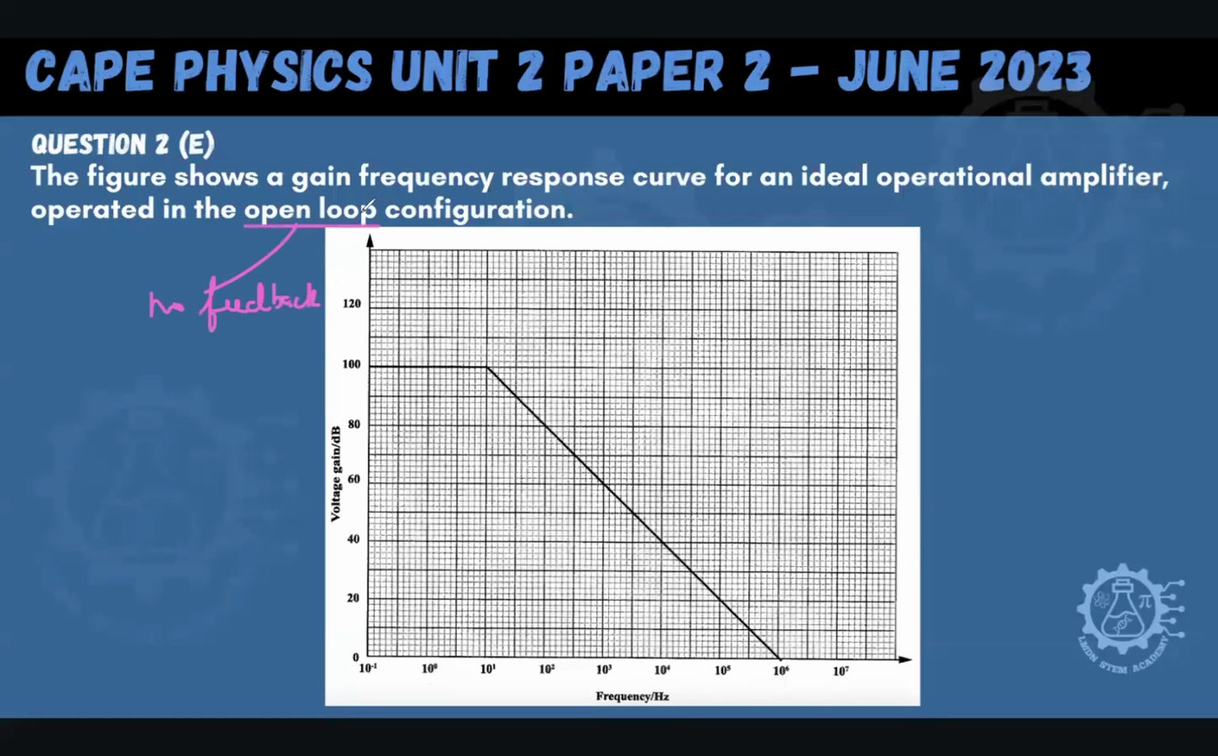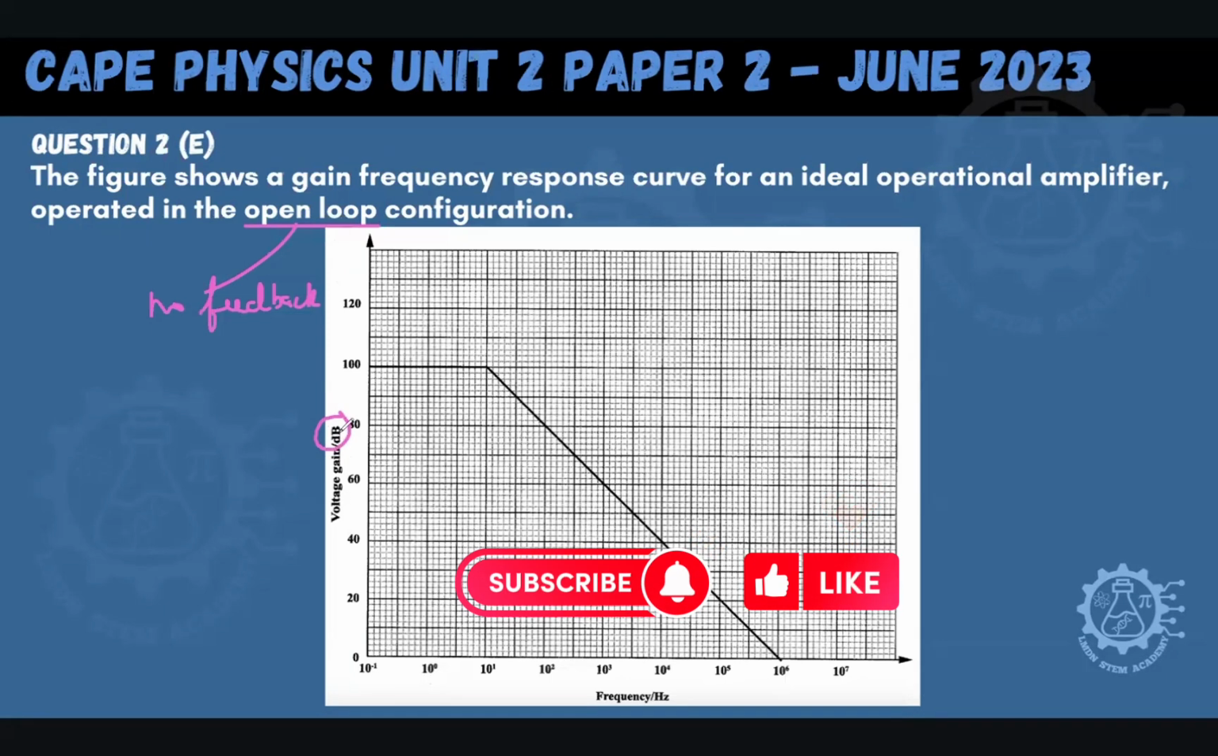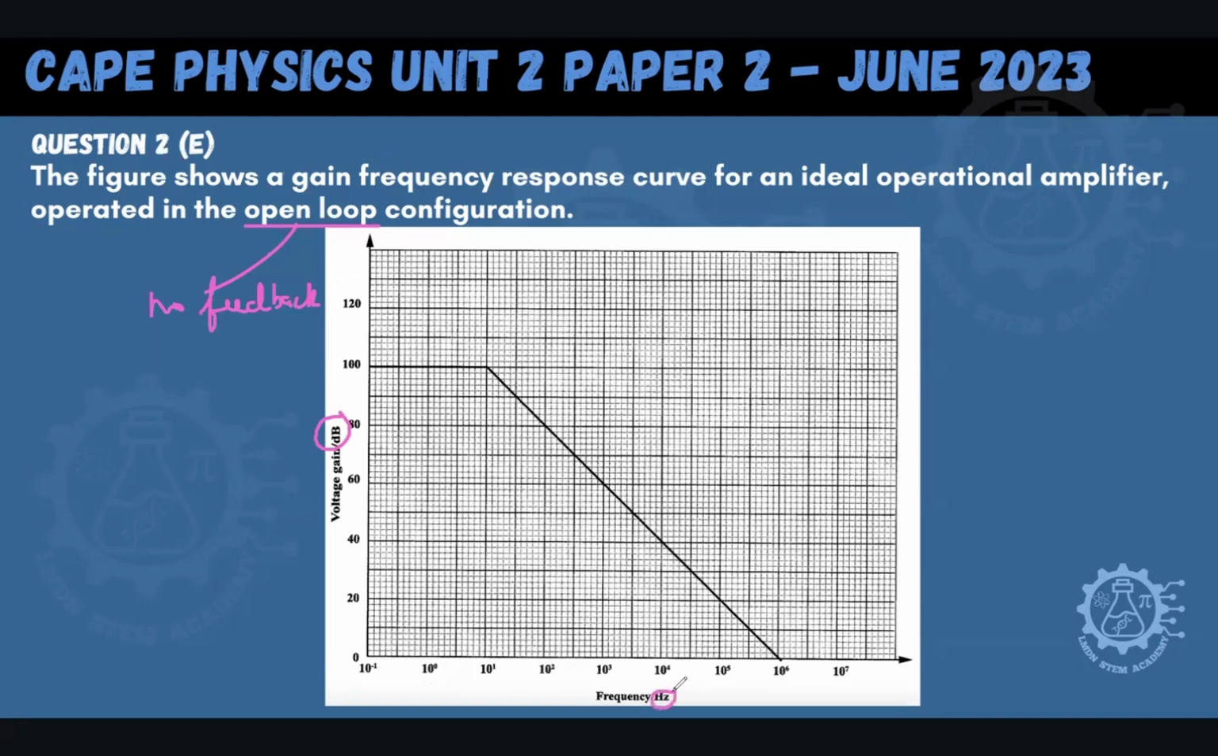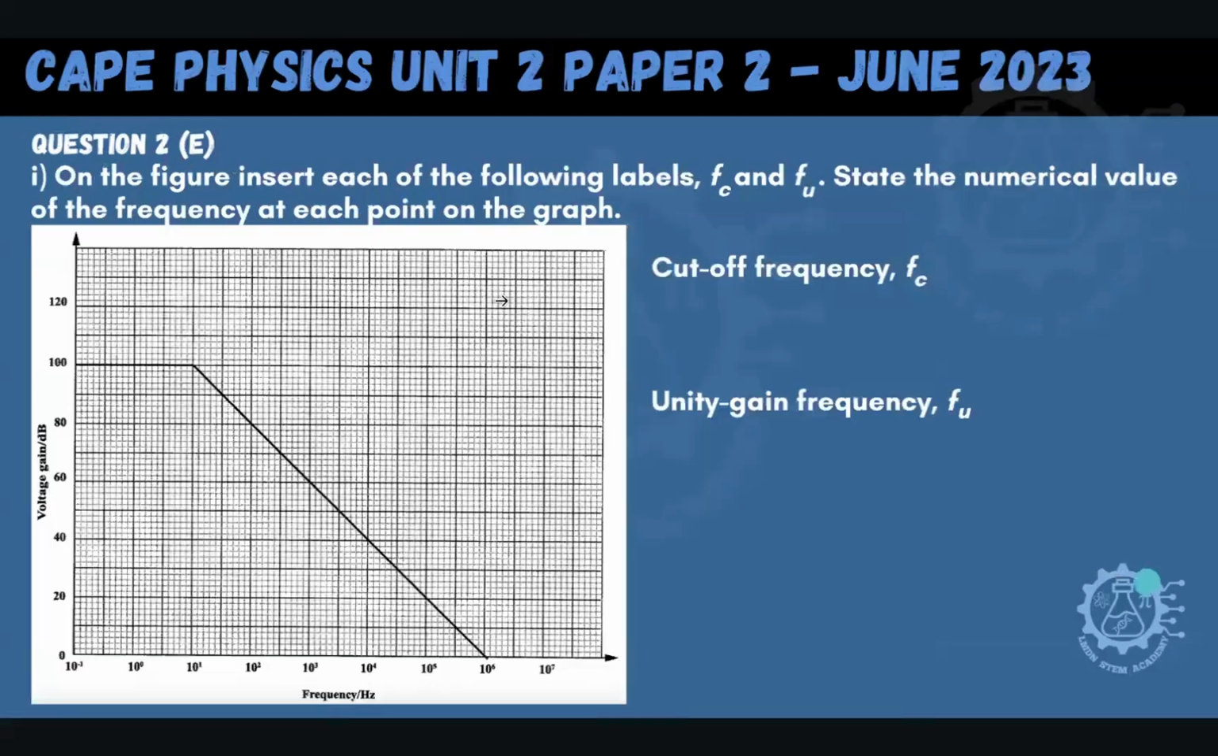All right, no feedback. So here's our gain frequency response curve. We have our voltage gain on the Y, and it's important to know that that's in decibels. Very, very important, okay? Voltage gain in decibels on the Y, and then on the X, we have frequency in hertz. Make sure that you're paying attention to your units whenever you look at these graphs because they can be tricky. All right, so let's move ahead now to see what the question is on this. So here's the question now.